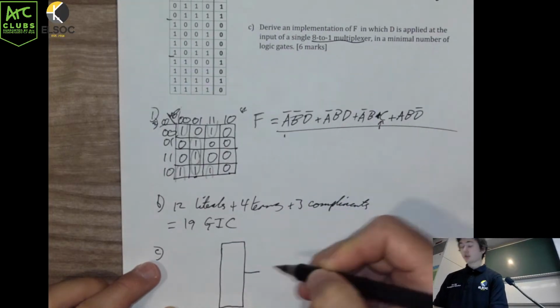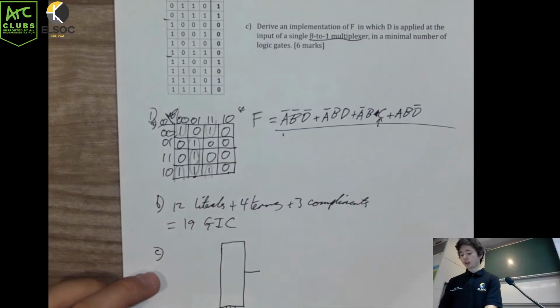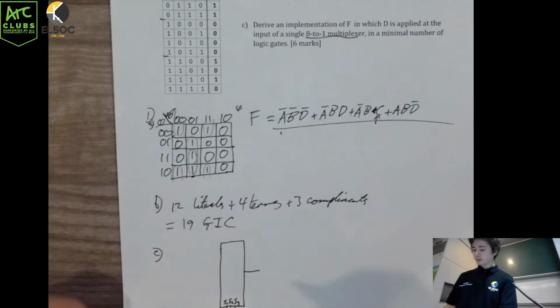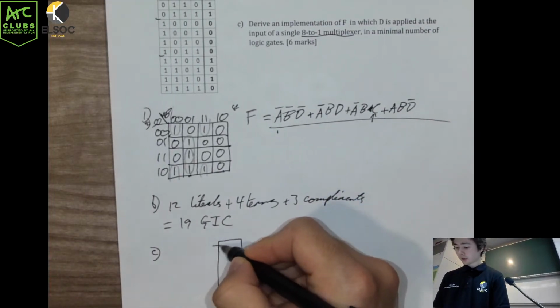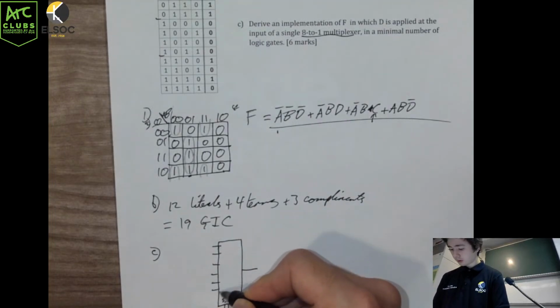Recall, a multiplexer has 1 output. This one is an 8-bit, so it's an 8-to-1, so it's going to use 3 selection channels. I'll call them S1, S2, S3. And then we're going to have 8 inputs. So let's hope I can divide this appropriately.